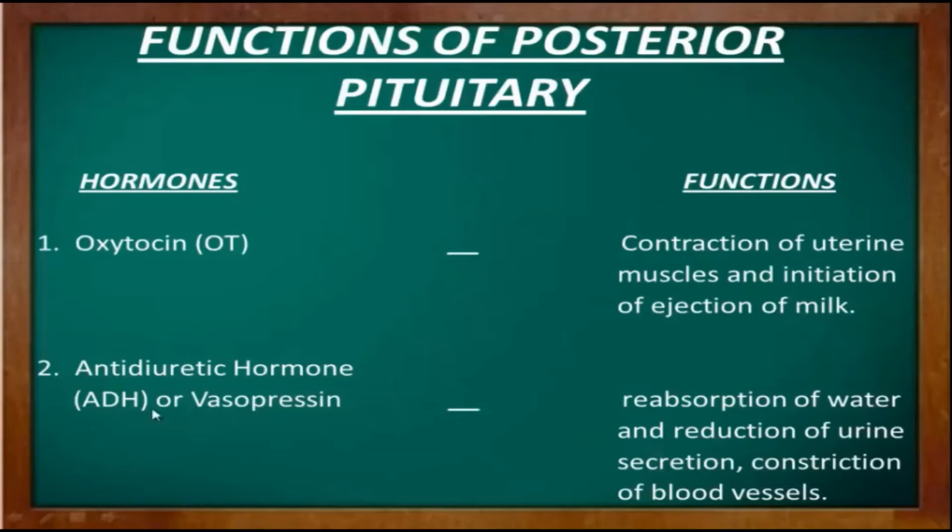Now the second one, antidiuretic hormone, or vasopressin, ADH. Its functions are reabsorption of water, reduction of urine secretion, and constriction of blood vessels. In the kidney tubules, it increases the reabsorption of water.